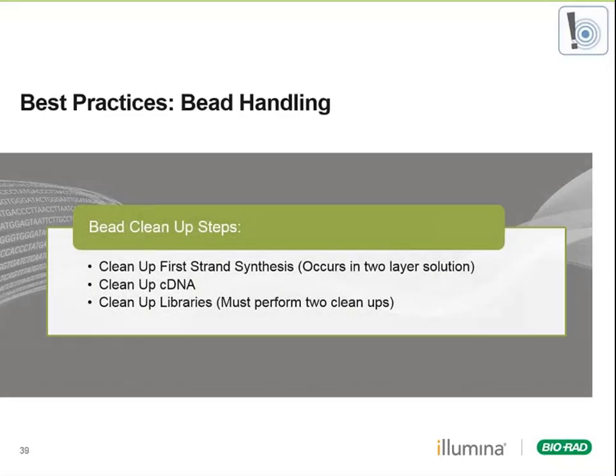We have a final best practice section, the magnetic bead handling. There's a couple of different bead steps in this protocol, and I've highlighted some notes for some of the steps. First, we do cleanup after first strand synthesis. Of note, this is going to occur in a 2-layer solution that I'll discuss in a moment. We have a more standard cleanup after double-stranded cDNA, and then we're going to clean up our final libraries. This last step actually uses 2 cleanups, and we need to perform each to get the desired final library. You don't want to skip one of the cleanups.